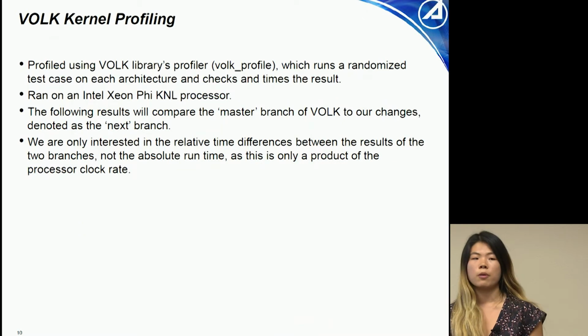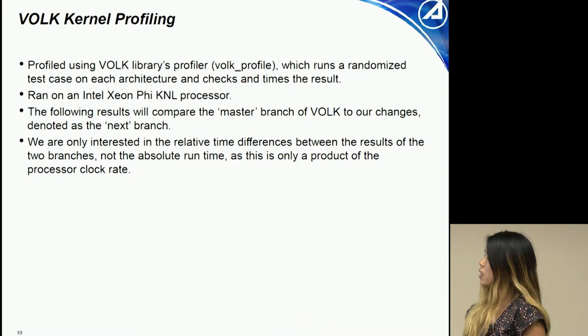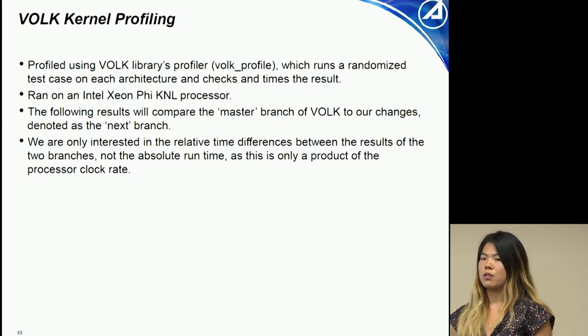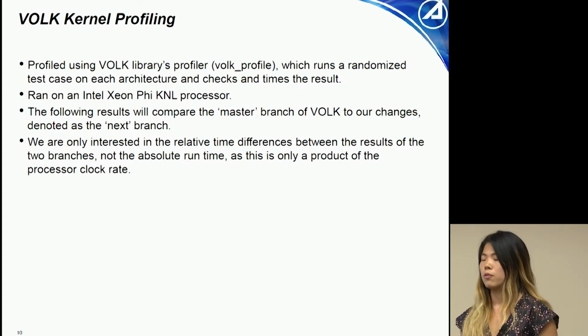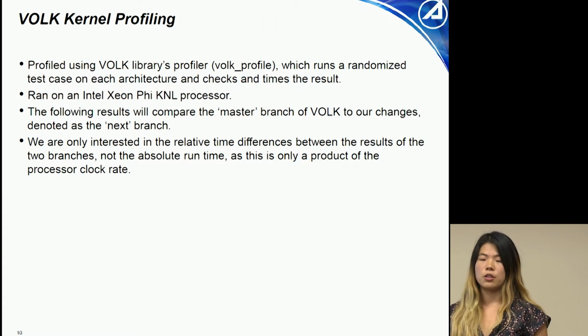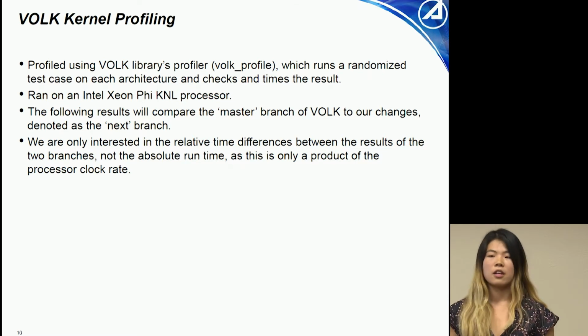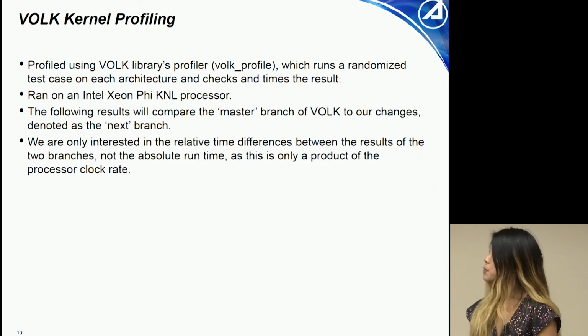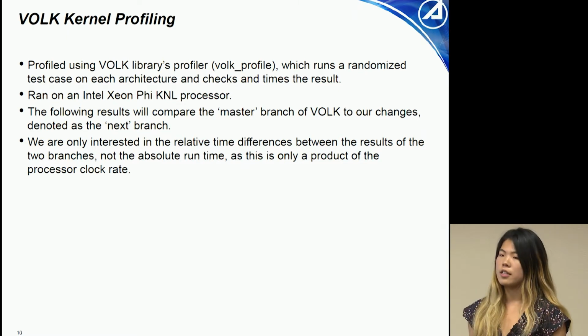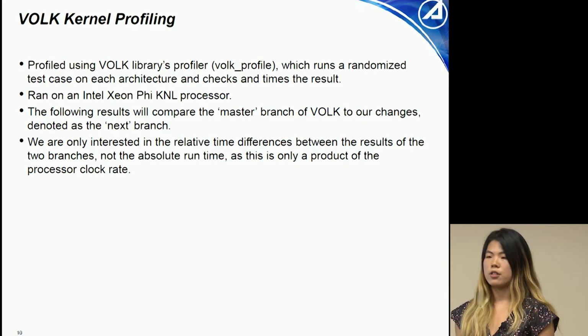So as I mentioned before, we added AVX2 and AVX512 to VOLK. And in order to check our results and check the performance, we use VOLK's internal profiler, volk_profile. What it does is it runs a randomized set of tests on your protokernels, and it checks that their result is correct, and then it also times the results so we can see how they perform in relation to other protokernels. We ran all of this on a Xeon Phi Knights Landing processor.